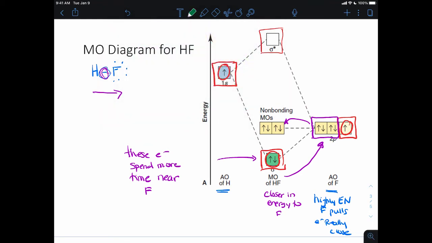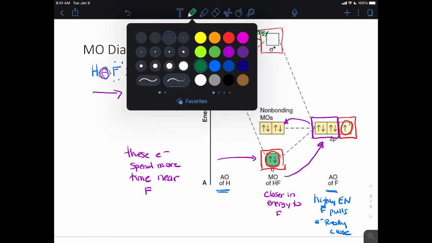Likewise, this anti-bonding molecular orbital is up here, and it's closer in energy to hydrogen. So if we had any electrons in that anti-bonding molecular orbital, they would spend more of their time near hydrogen because that's a better energy match.